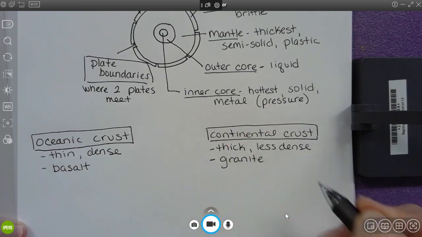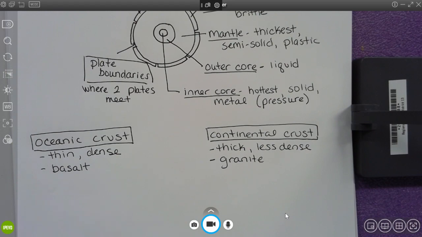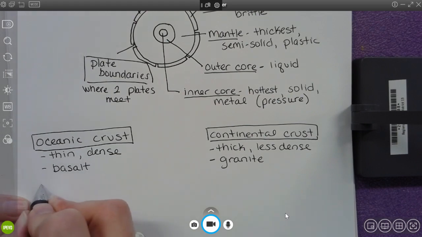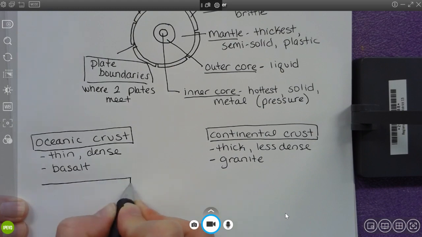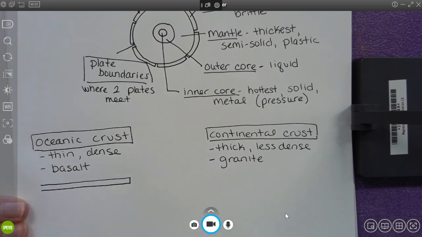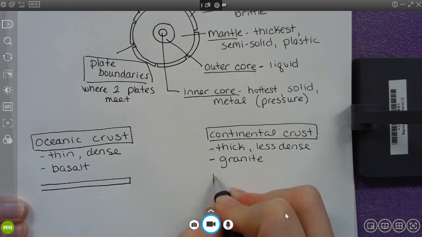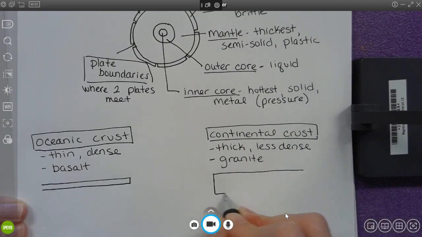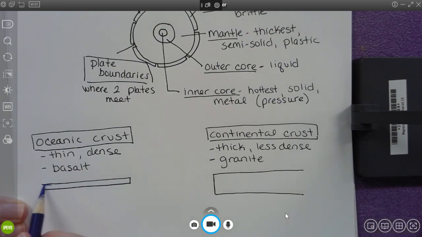So as we go through this lesson today, we're going to be drawing representations of both basalt and granite, or oceanic crust and continental crust. So what's that going to look like? When I draw an oceanic crust, I'm going to draw it thin, okay? As opposed to my continental crust, I'm going to draw it visibly thicker. I'm also going to use a different color combination. So I'm going to use blue for my oceanic crust.